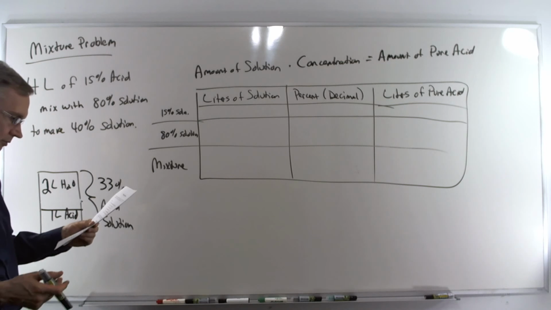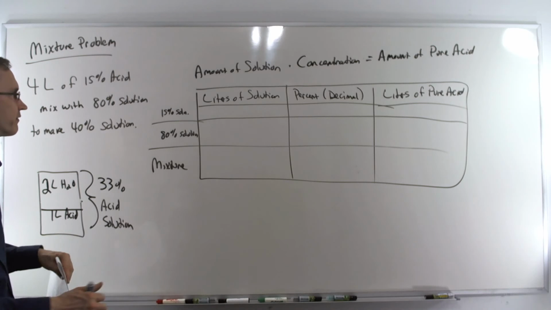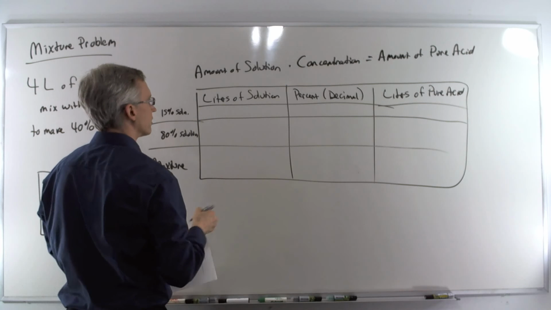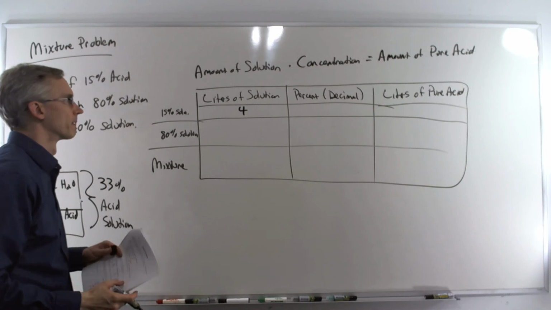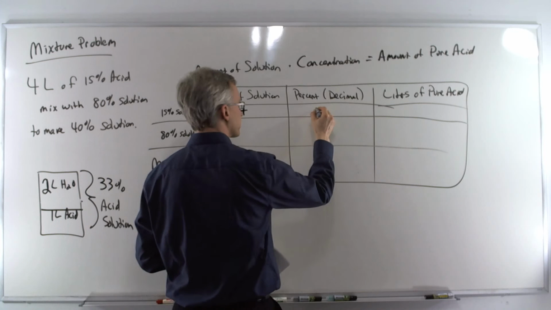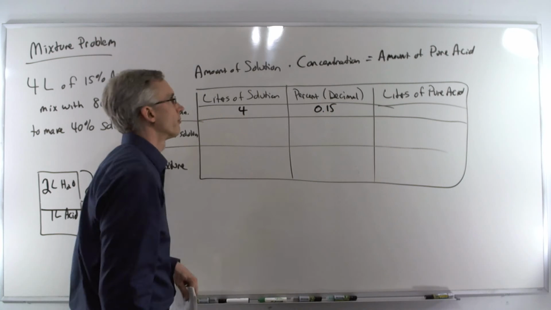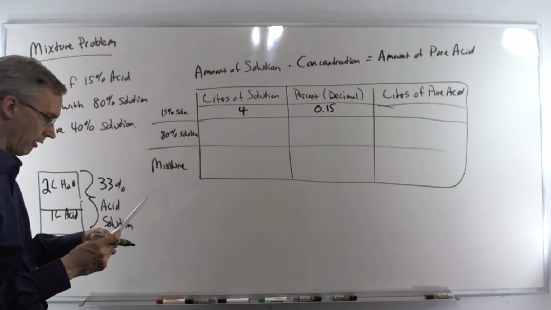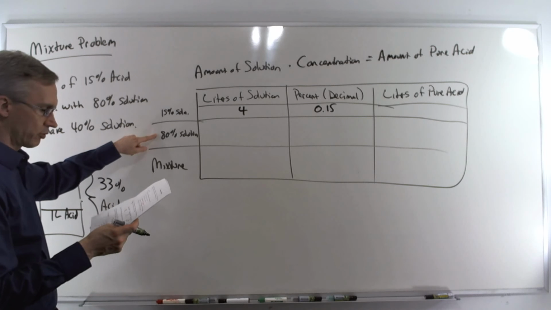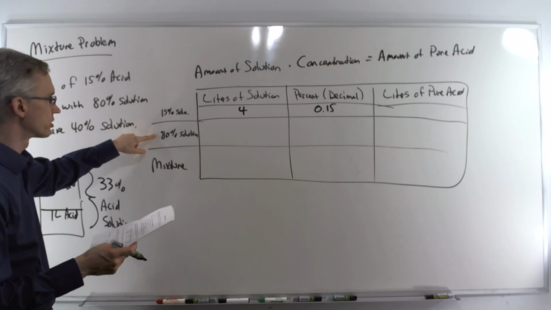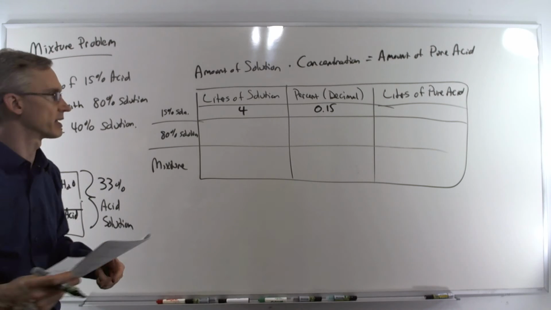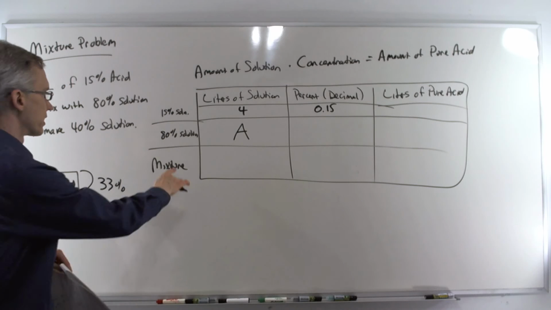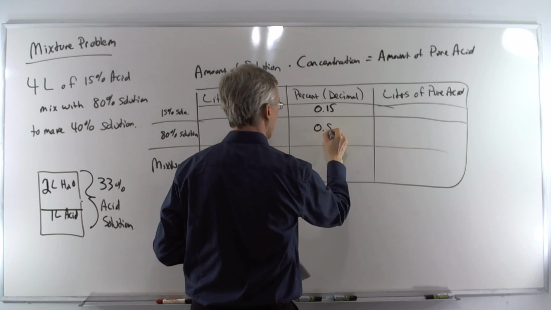Now let's fill in what we know. We are given 4 liters of the 15% acid solution. All right, here's the 15% row, 4 liters here. Now we know that's a 15% solution, so this is 0.15. And we know by the equation that we can multiply straight across. We'll do that in a second. Next, the question asks, how much of the 80% solution do we need to add? That's an unknown, so that's a variable. We're just going to call that A for amount.